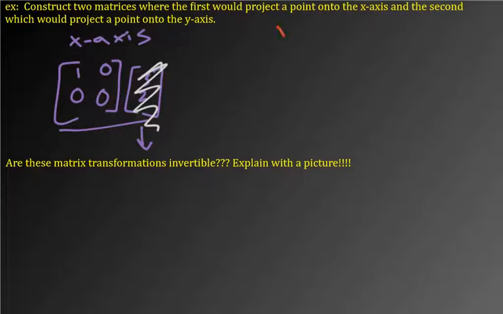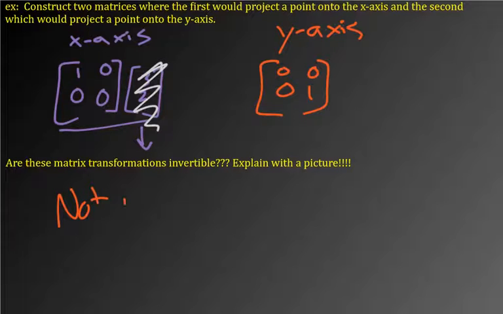And then likewise, for the y-axis, if you use that same idea, we want to project things from the x-axis over to the y-axis, and then we want things on the y-axis to stay put. So that would be the matrix that would do that. And these kinds of matrices are classic examples of things that are not invertible.